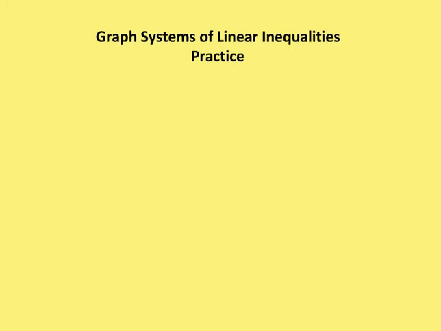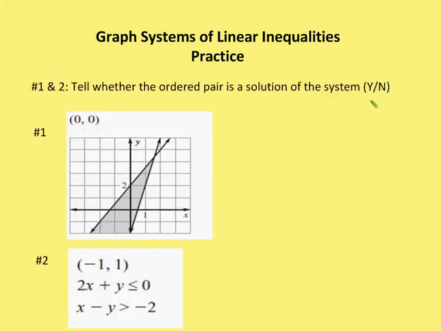Let's move on to a practice problem. Okay, so we're going to tell, very easy, straightforward, whether the ordered pair is a solution of the system, just yes or no. So what we want to do is substitute in the values they give us for the ordered pair into whatever equation or inequality they give us, and then determine whether negative 1, 1 works or 0, 0 works, at least graphically or with the system of inequalities.